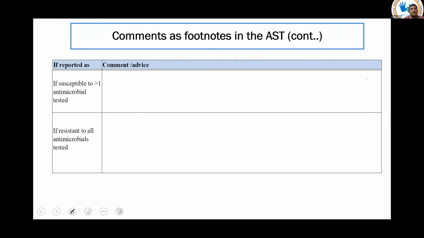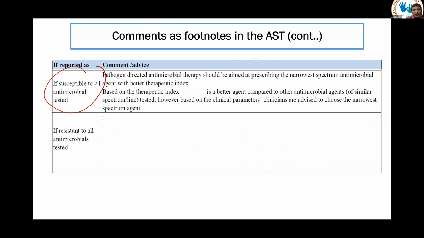Next is, as I told you, if susceptible to more than one antibiotic, then in Ketan's session we discussed the role of therapeutic index and MIC guiding table. This can be a part of the comment.